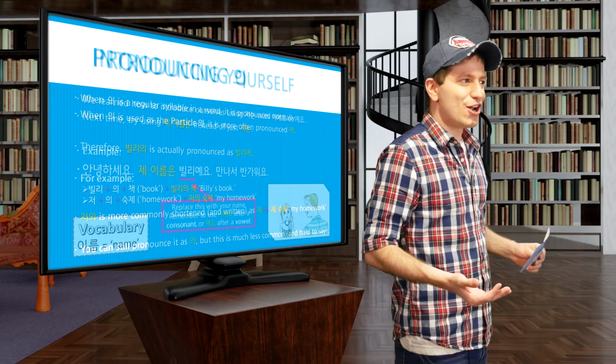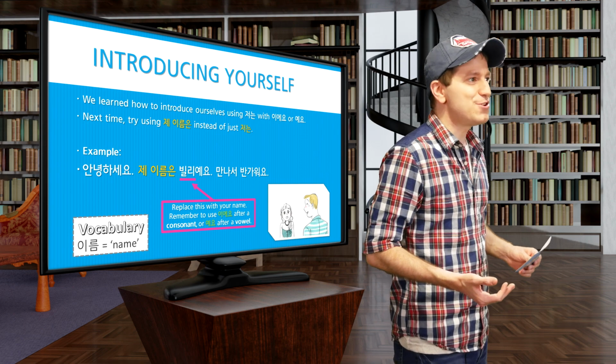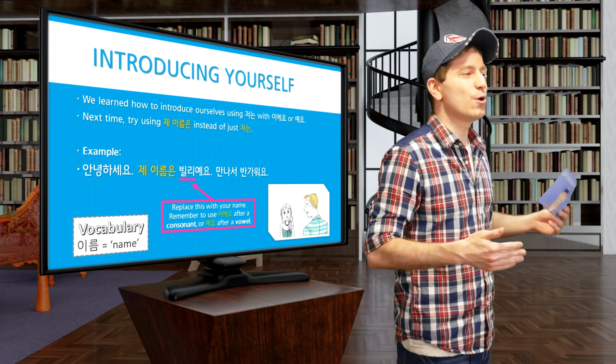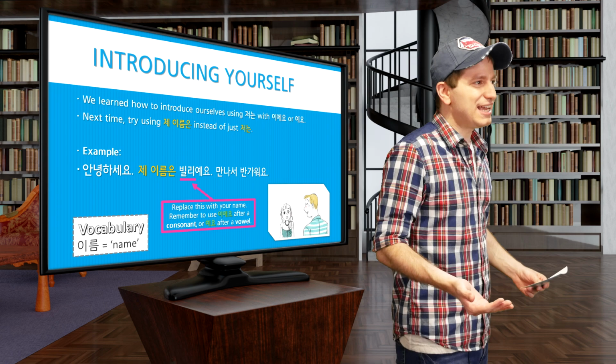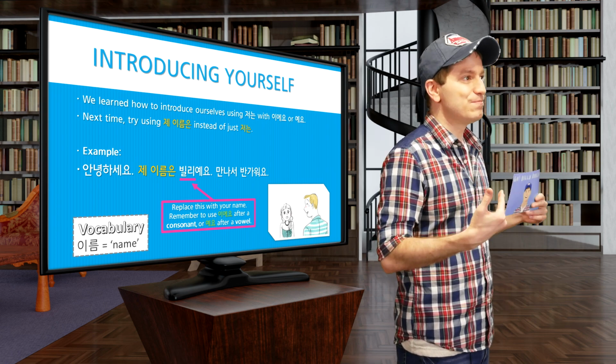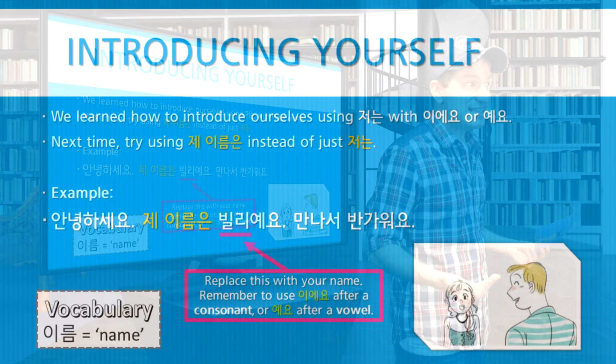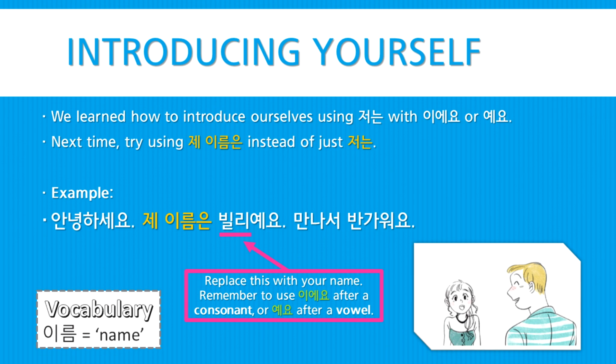So many lessons ago, we learned how to introduce ourselves by using 저는 and 이에요 or 예요. Well, now try doing it again with 제 이름, my name. So you could say something like this. 안녕하세요. 제 이름은 빌리예요. And replace this part with your name. 만나서 반가워요. Hello, my name is Billy. Nice to meet you.